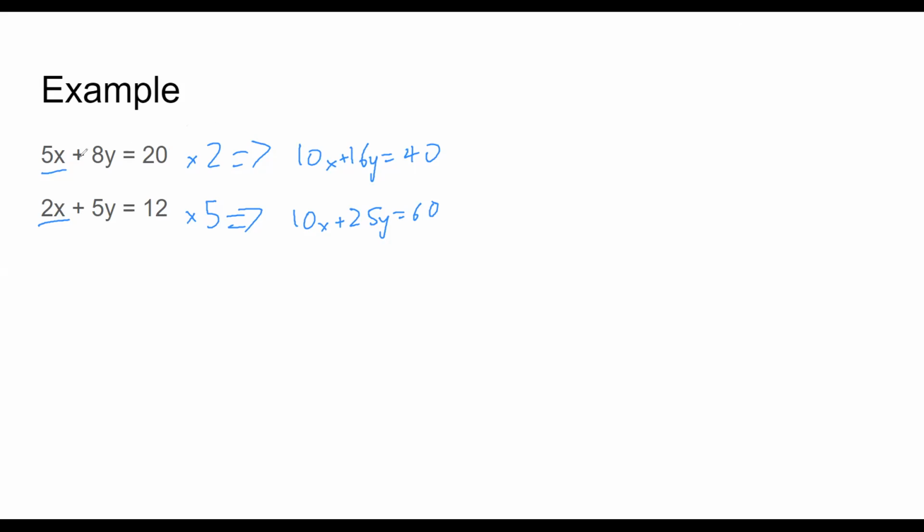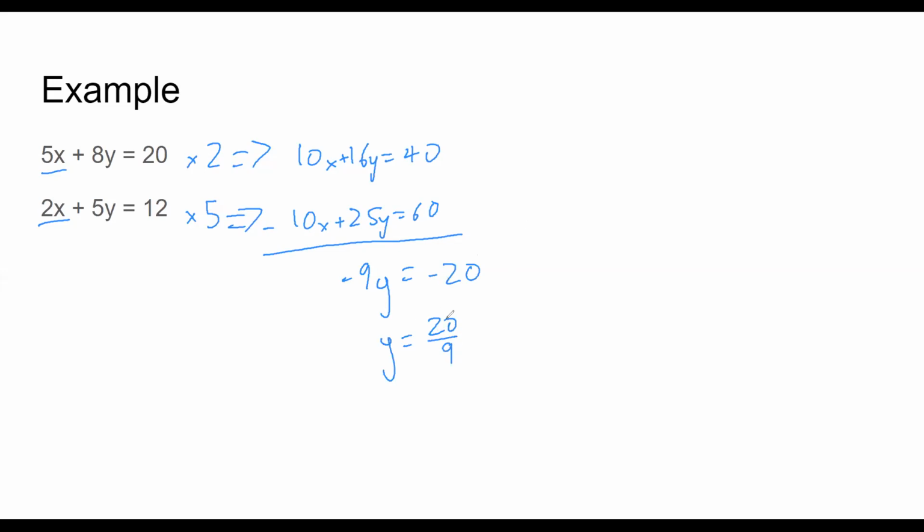So yeah, here we multiply the top one by 2 to get this 10x here, and then on the bottom, when we want to get 10x, we multiply by 5. So then we're left with these two equations here. And now, if we subtract these two equations, these 10x's will cancel out. Then we're left with 16y minus 25y, which gives us negative 9y, which is equal to 40 minus 60, it's negative 20. Then if we solve for y, we get 20 over 9.